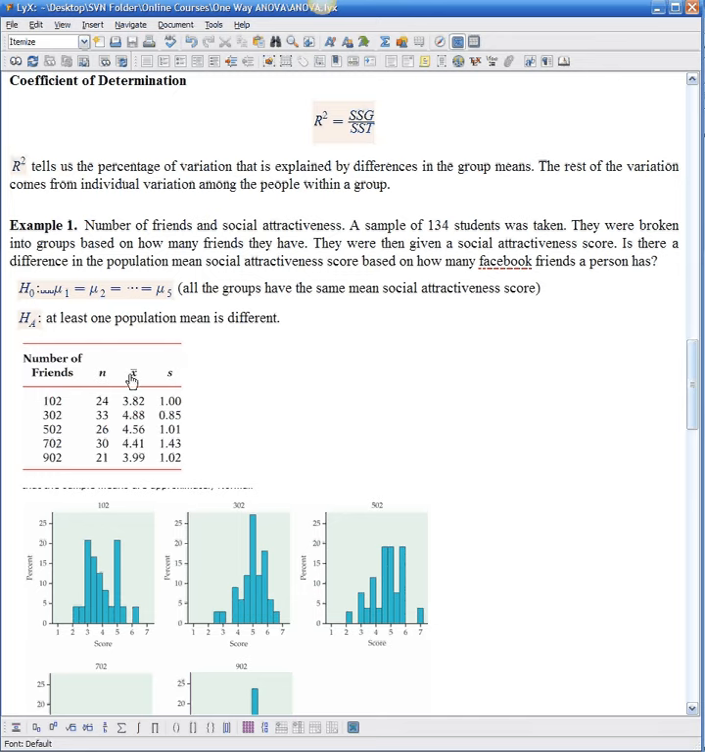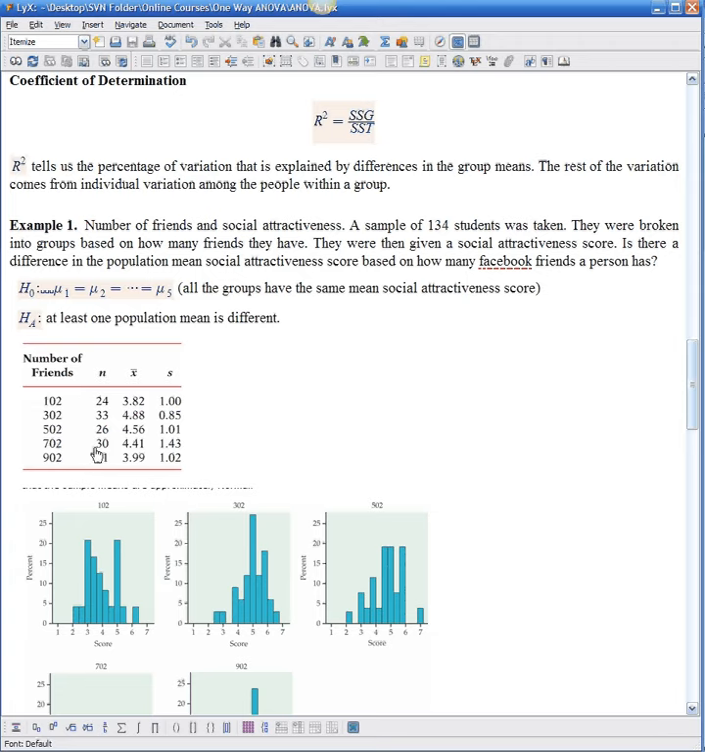Our null hypothesis is that mu1 equals mu2 up to mu5. So all the groups have the same mean social attractiveness score. And the alternative hypothesis is that at least one population mean is different. That doesn't tell me if it's the first group or the 5th group or groups 3 through 5. It just says at least one population mean is different.